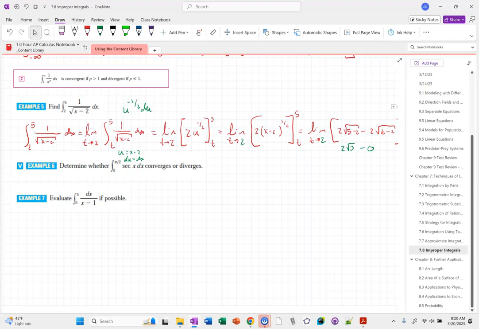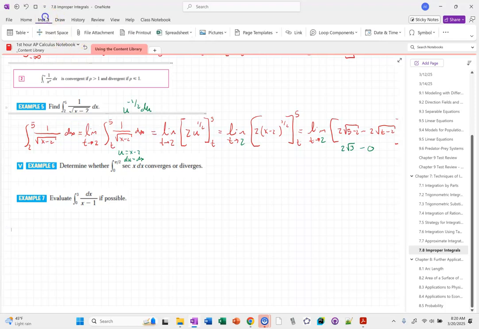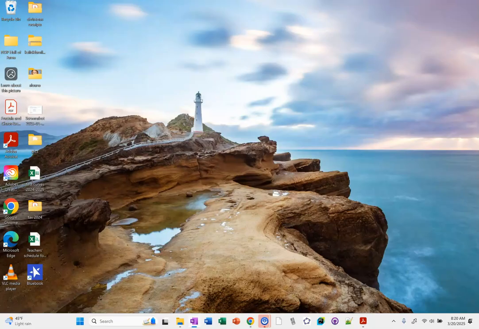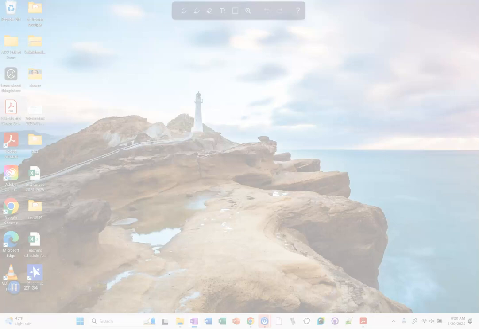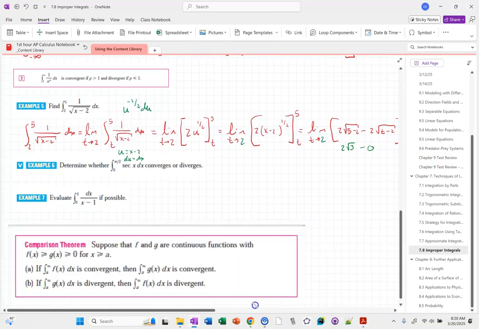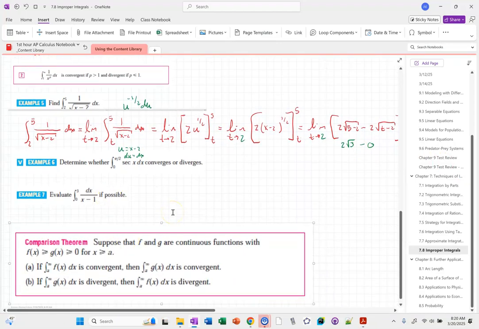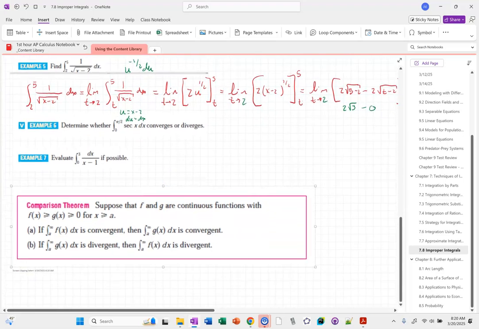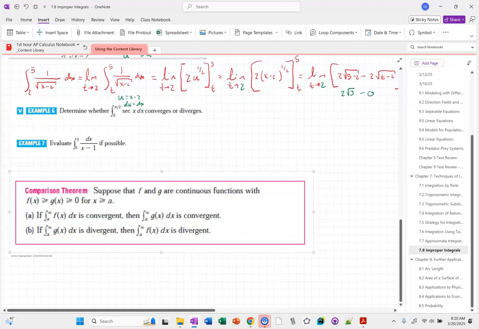if I combine that with the comparison test, which I'll drop in here, it provides a great thing to do a comparison with. So suppose that f and g are continuous functions where f of x is greater than g of x, which is greater than 0. If that is the case and the integral of f of x is convergent, then the integral of g of x is convergent. Or if g of x is divergent, then f of x is divergent.